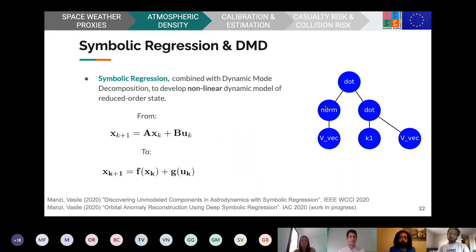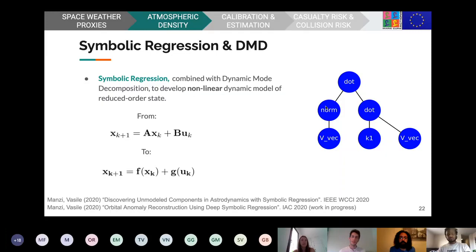So an additional step with respect to previous works is that we can combine the symbolic regression technique with the dynamic mode decomposition. With symbolic regression, which can be combined with global optimization routines, we can aim at generalizing the representation of dynamic mode decomposition to nonlinear dynamical models. In fact, with the regression we constructed before, we are building a linear model for the reduced system. But it's not obvious that this is the best way of representing it.